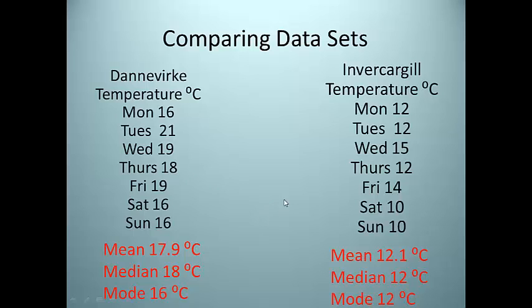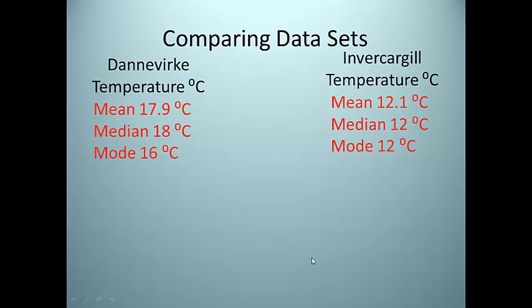So when answering a question about this data, is one town's temperature higher than the other, or the weekly average higher than the other, we don't really want to look at this raw data. We just want to look at these numbers at the bottom, in particular the mean and median. So let's do that. And as you can see here, Dannevirke temperature and Invercargill temperatures, the 3 statistics, mean, median, and mode, are all displayed there.